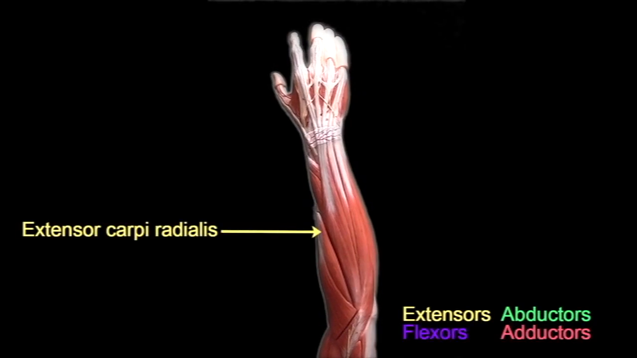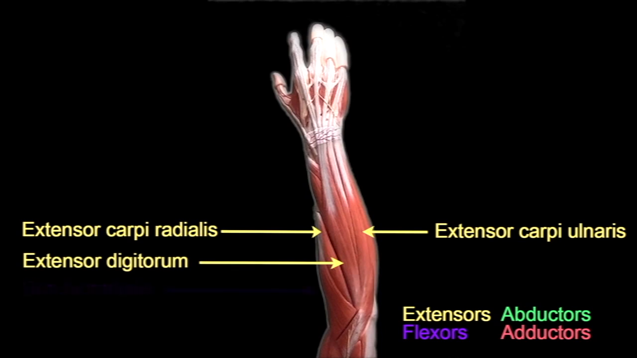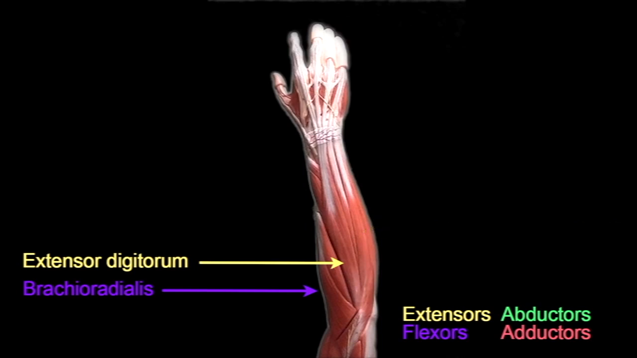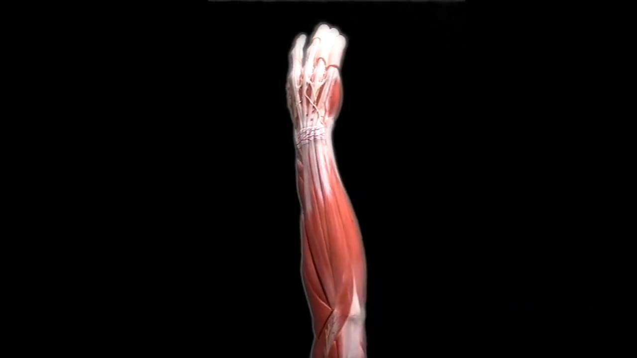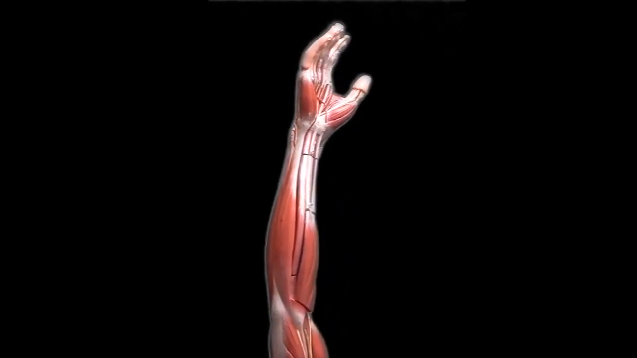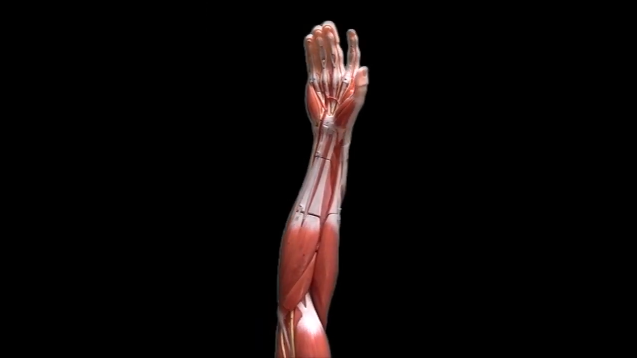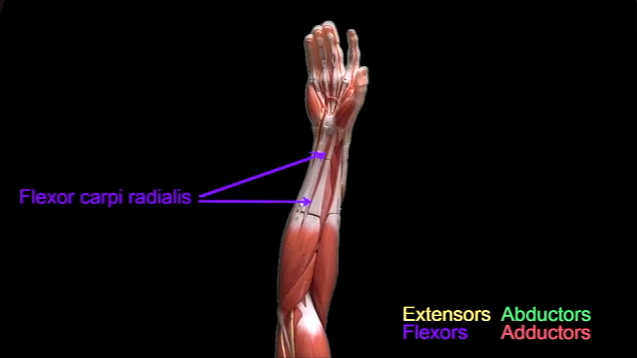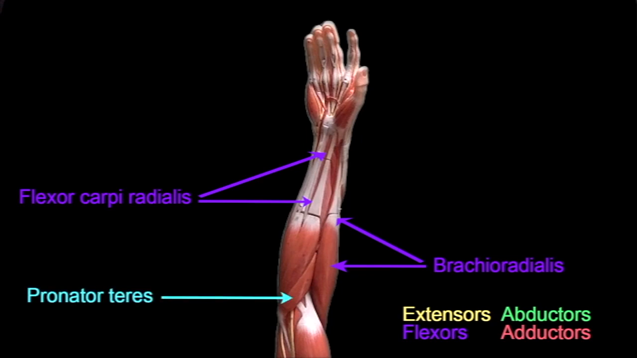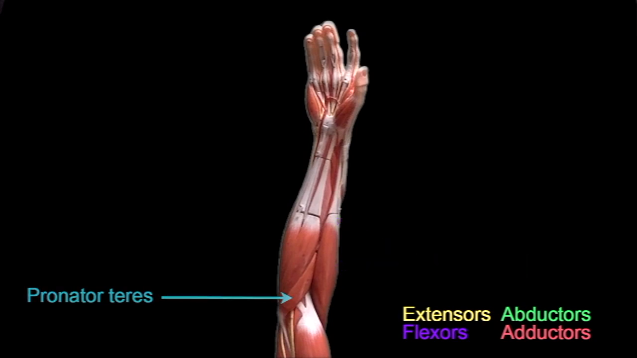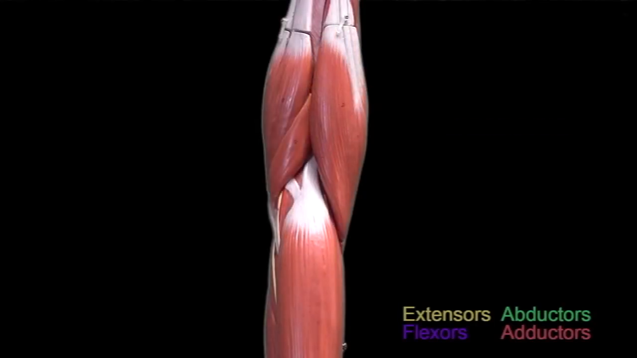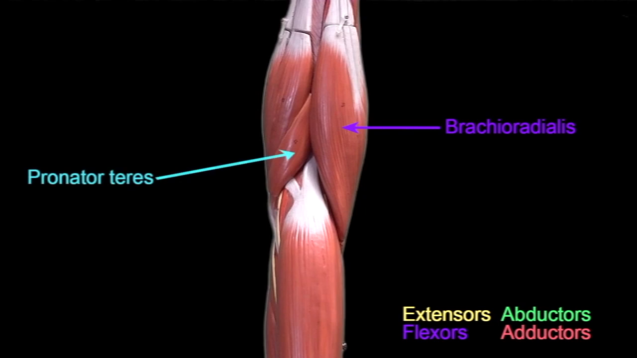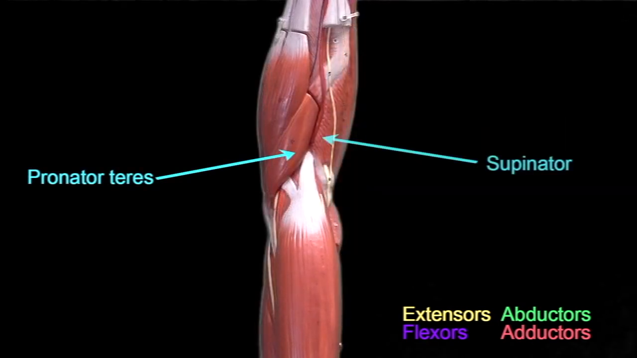Extensor carpi radialis, extensor carpi ulnaris, extensor digitorum, brachioradialis, flexor carpi radialis, brachioradialis, pronator teres, brachioradialis, pronator teres, supinator deep to the brachioradialis.